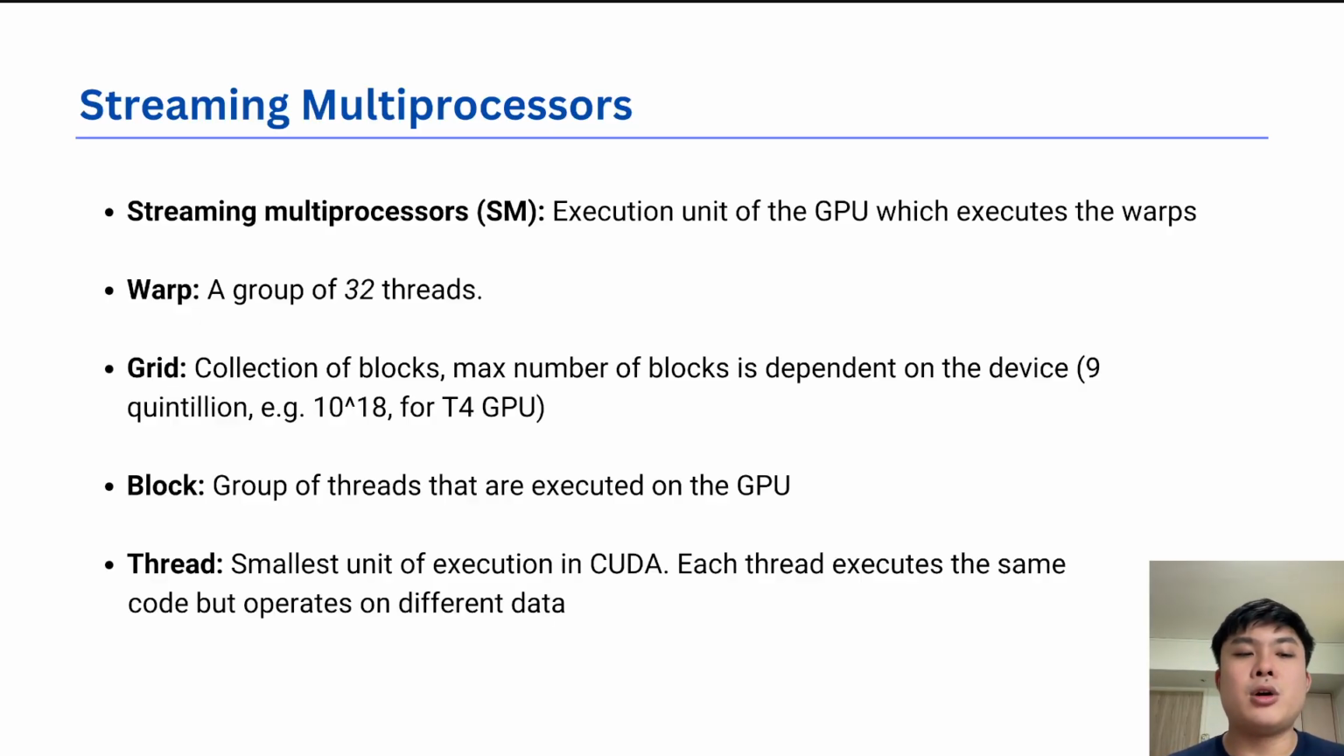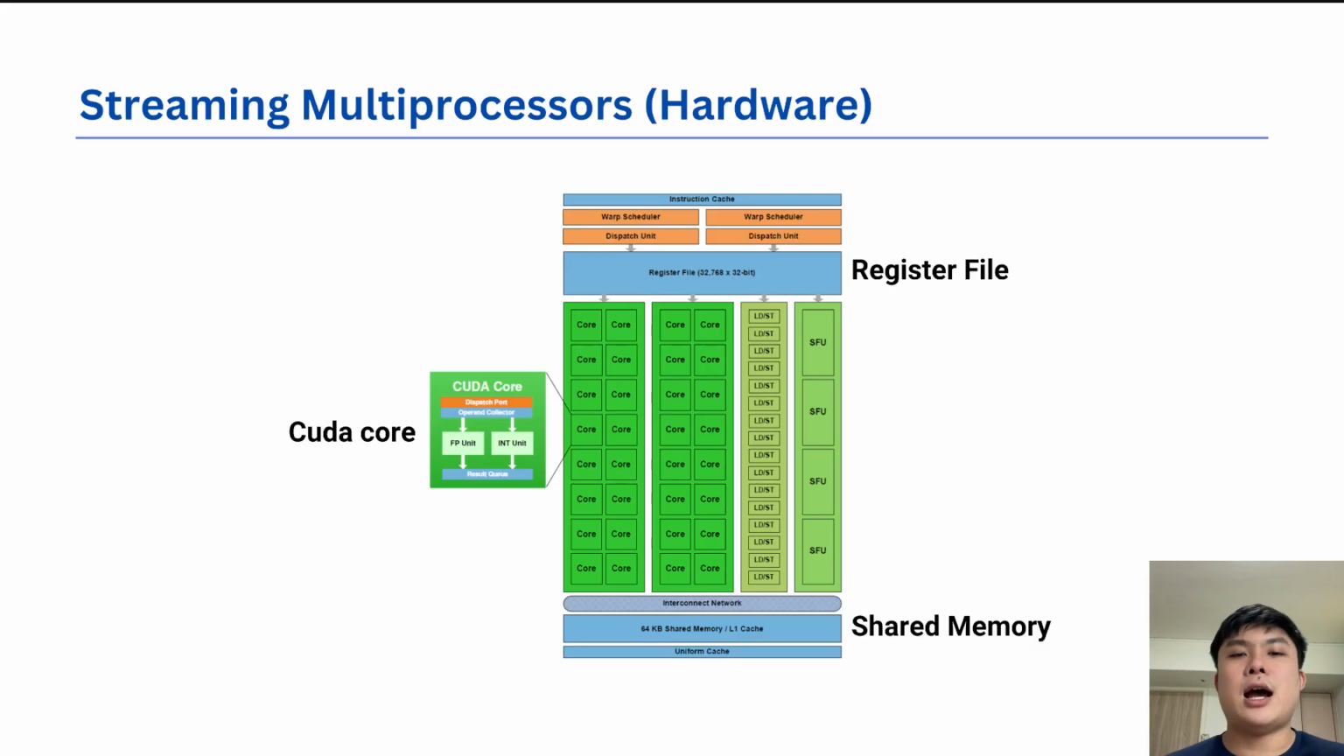Next, we also have the block, which is a group of threads that are executed on the GPU. And a thread is basically the smallest unit of execution in CUDA, where each thread executes the same code but operates on different data. Here is the hardware diagram for the streaming multiprocessor. We see that it has memory units such as the register file and the shared memory. It also has CUDA cores, which is what will execute the warp, as well as the warp schedulers, which do the scheduling of the warps.